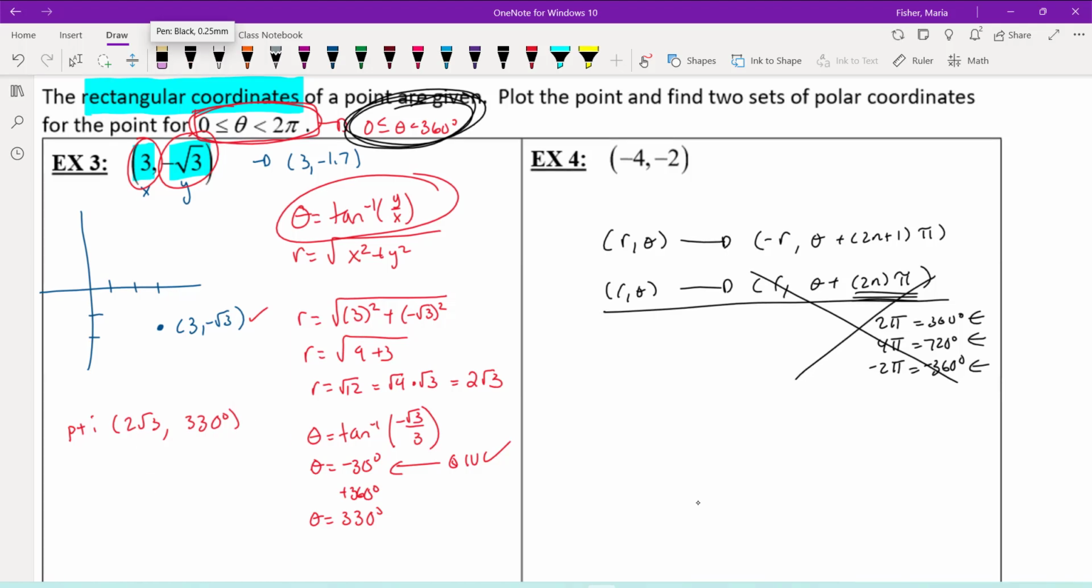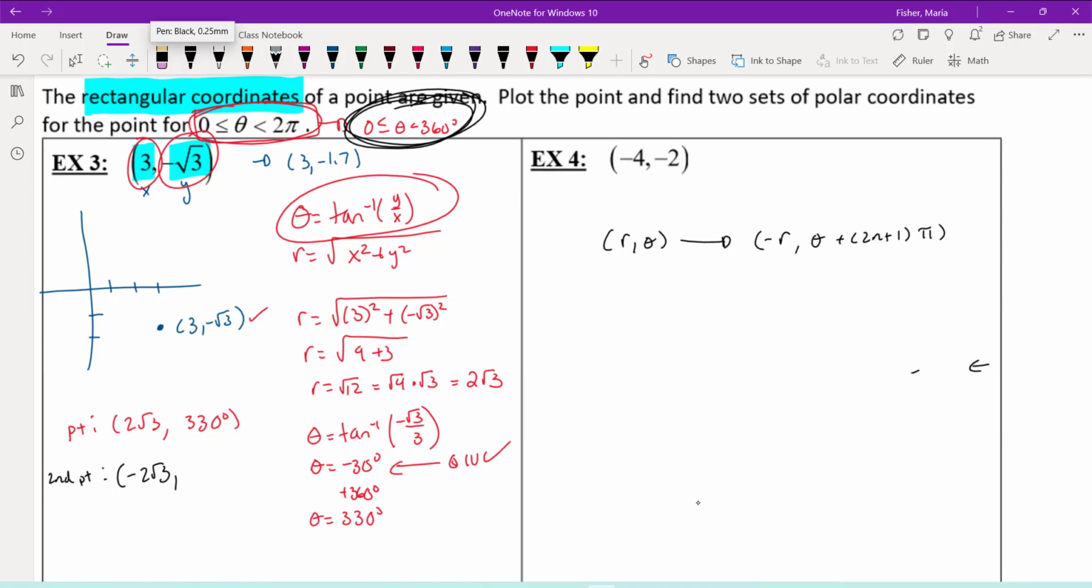You're going to have to change your r for your second point to be negative. So if r is negative, you have to add an odd integer multiple of pi, which are things like pi or 3 pi or negative pi or negative 3 pi, etc. Well, that would be 180 degrees, 3 pi would be 540 degrees, negative pi would be negative 180 degrees, negative 3 pi would be negative 540 degrees, etc. So if I take this number and add 180 to it, again, it's outside of my parameters. I can't do that.